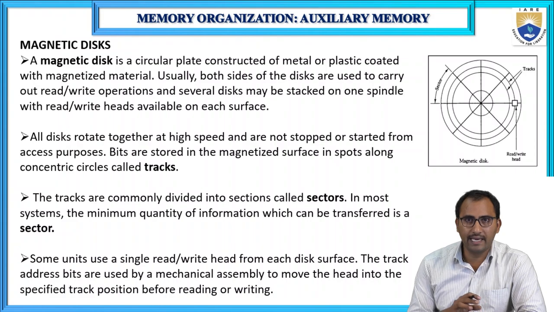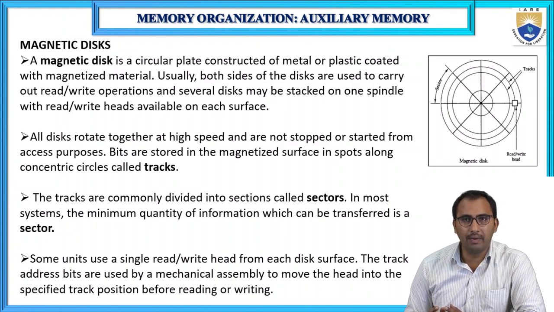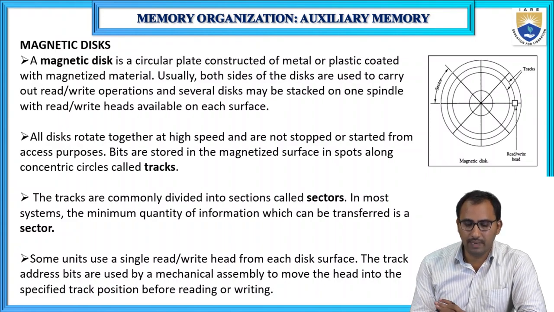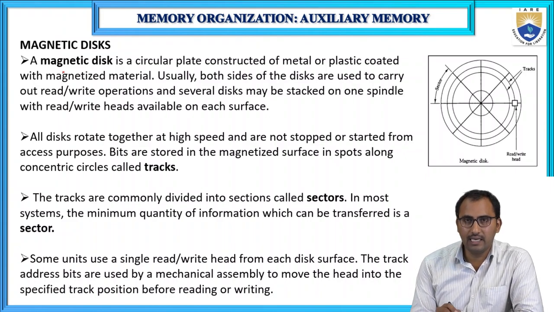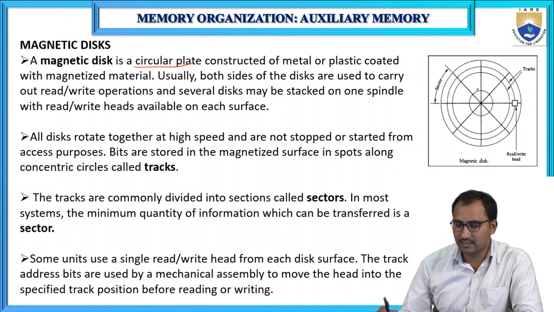And coming to the magnetic disc. Magnetic discs and magnetic tapes are examples of auxiliary memory devices. First one, magnetic disc. So what is a magnetic disc? A magnetic disc is a circular plate constructed of metal or plastic coated with a magnetizing material. Here you can see these are the magnetic discs, each in the form of a circular plate.